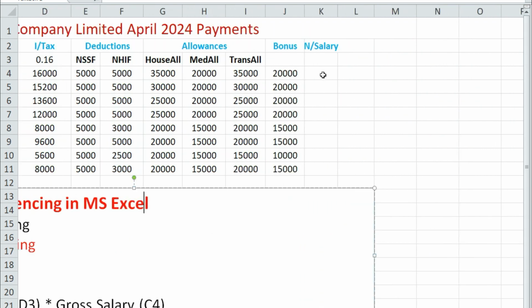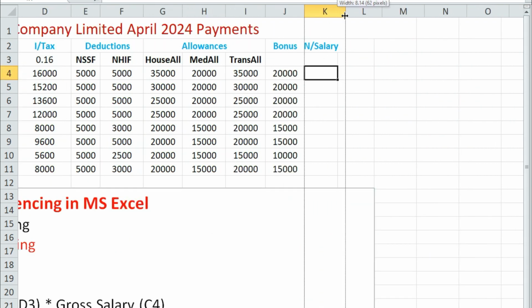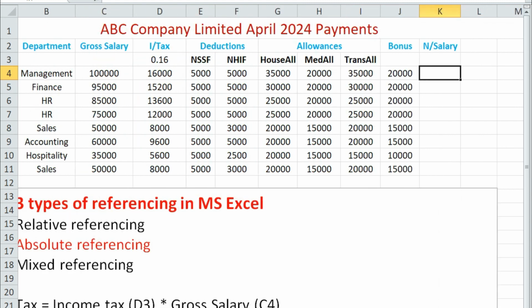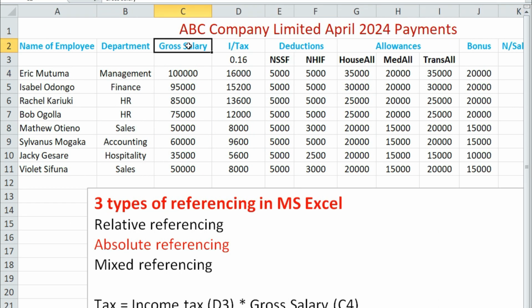So to find the answer, or rather the net salary, because we are now calculating the net salary. Net salary is what? It's gross salary minus tax minus deductions plus allowances, plus bonus. That is the net salary.